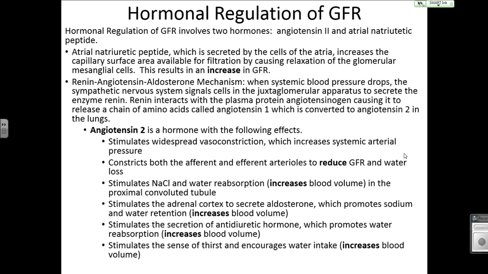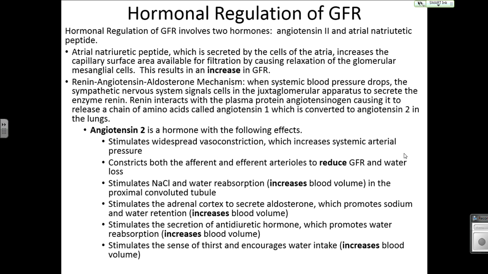Two major hormones are involved in this process. Angiotensin II, which is part of that wonderful renin-angiotensin-aldosterone mechanism. And then atrial natriuretic peptide, which we talked about back in Unit 6. We also talked about this mechanism as well back in Unit 6.